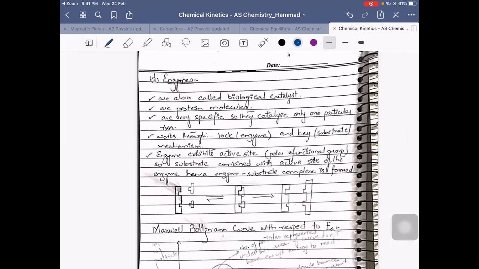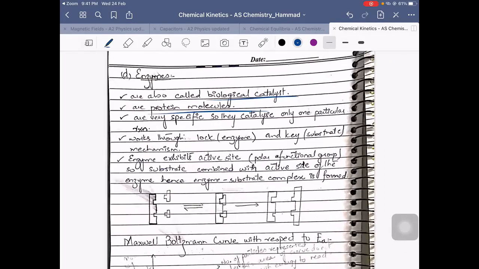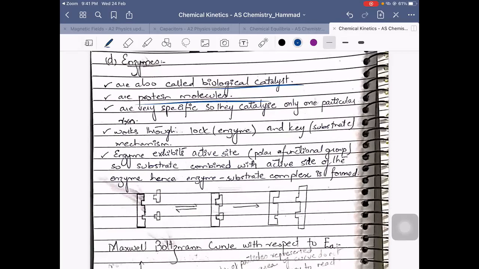Enzymes are biological catalysts. They are protein molecules and are very specific. So they catalyze only particular reactions. They will work through the lock and key hypothesis. The lock is your enzyme. I told you that the substrate should be in the right orientation to fit the catalyst or the enzyme so that a reaction occurs.